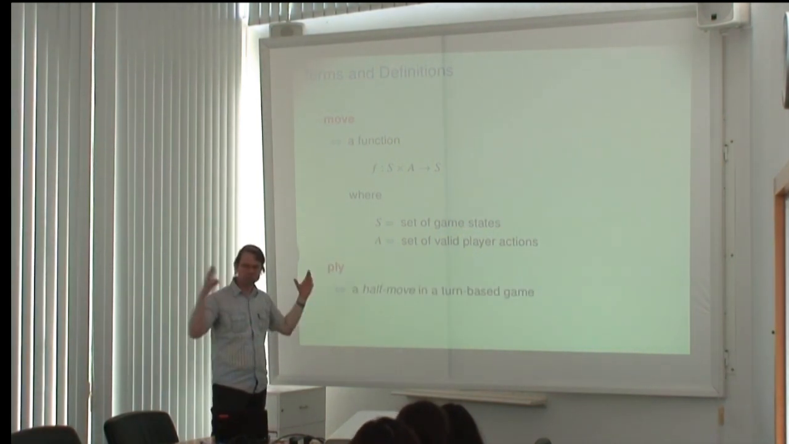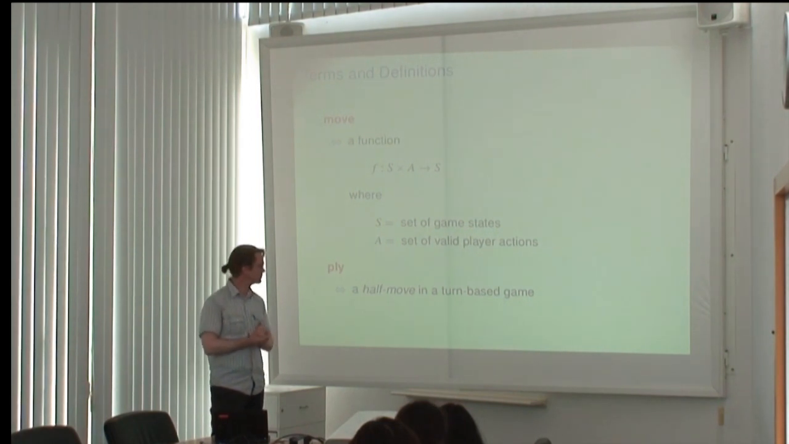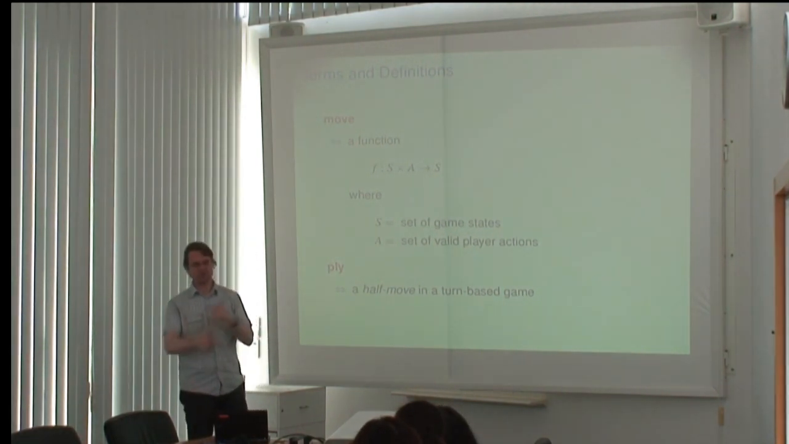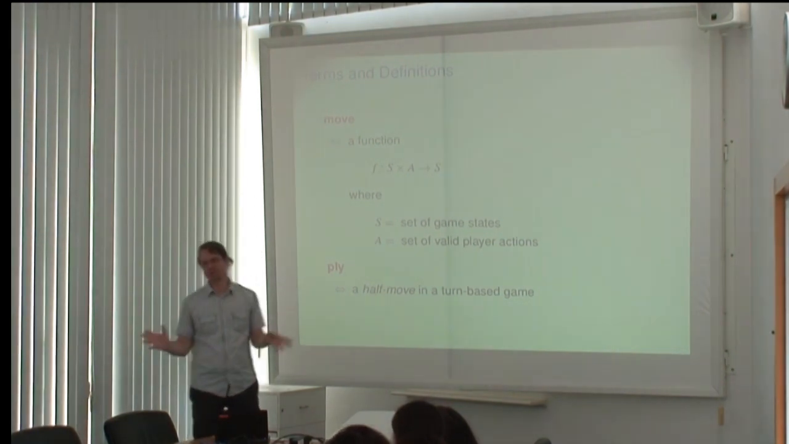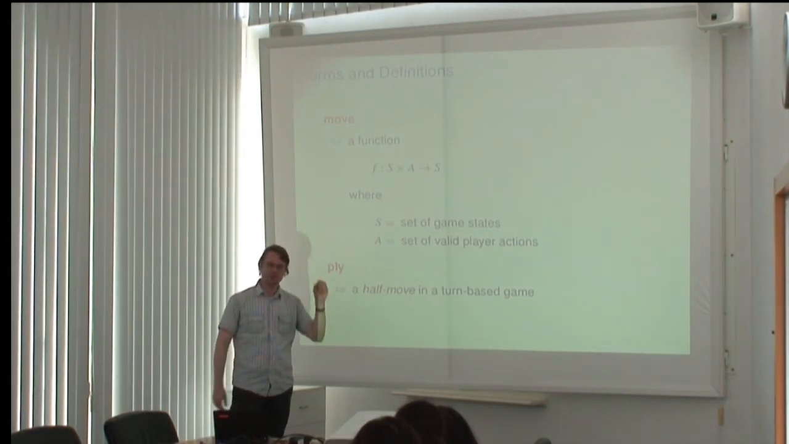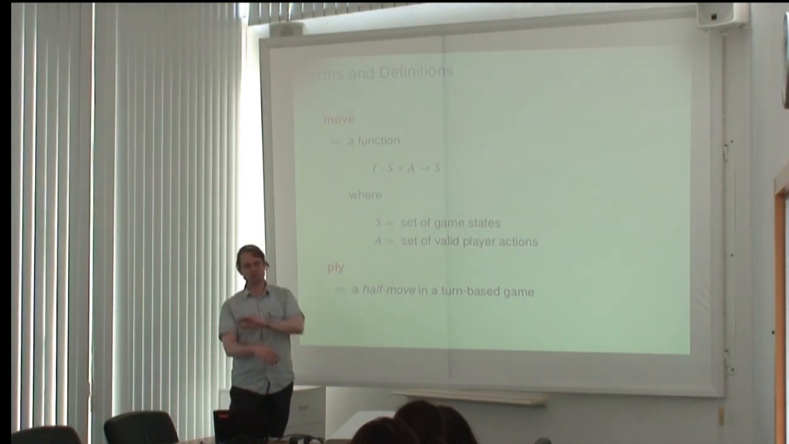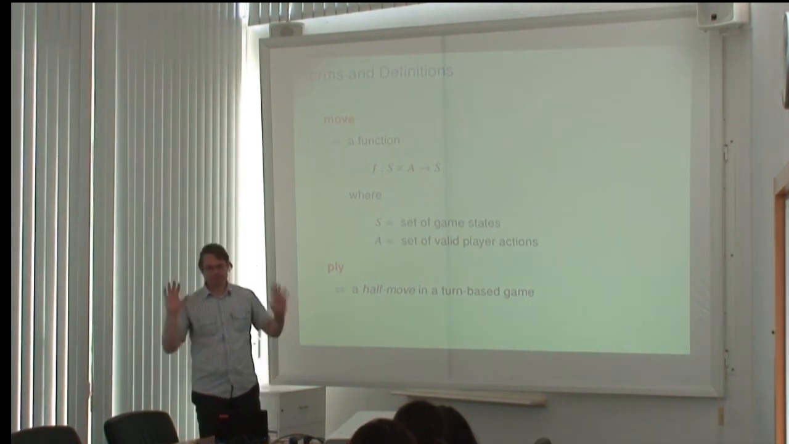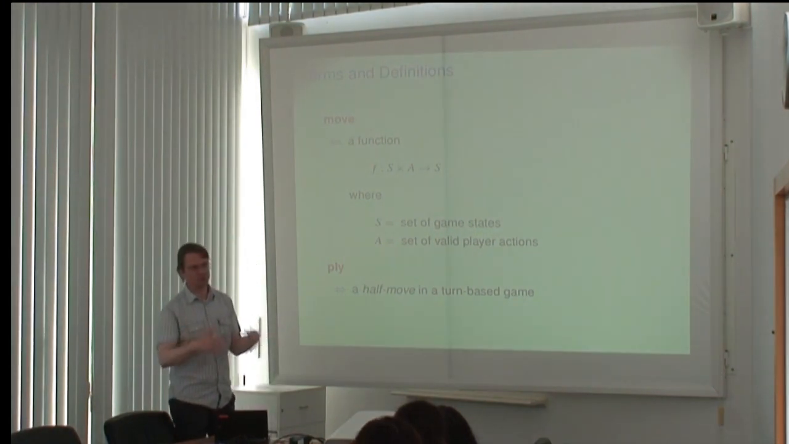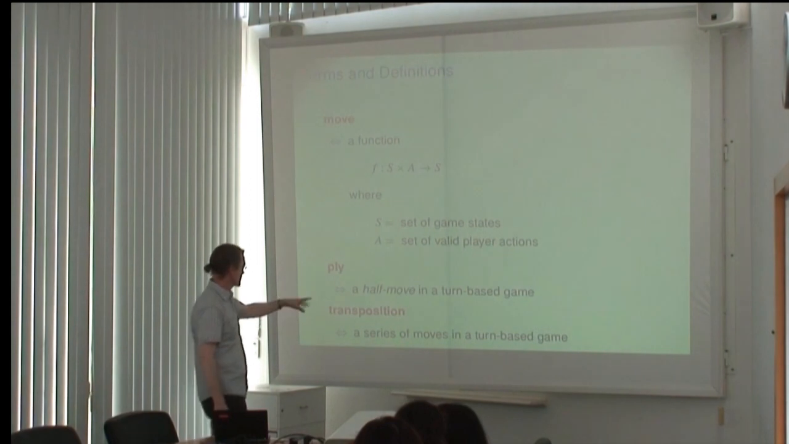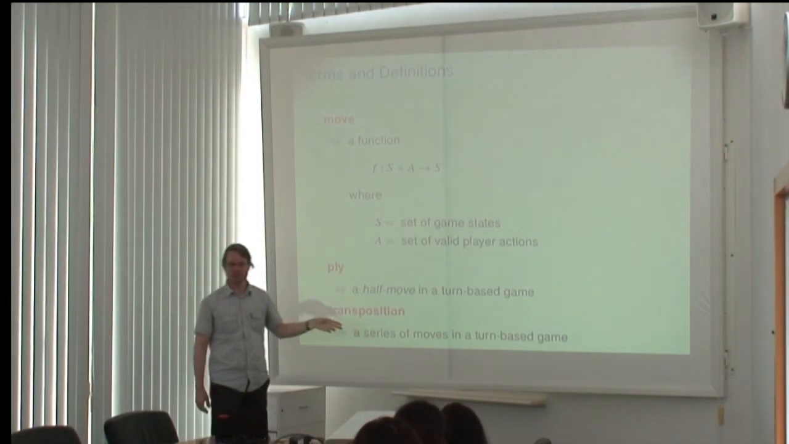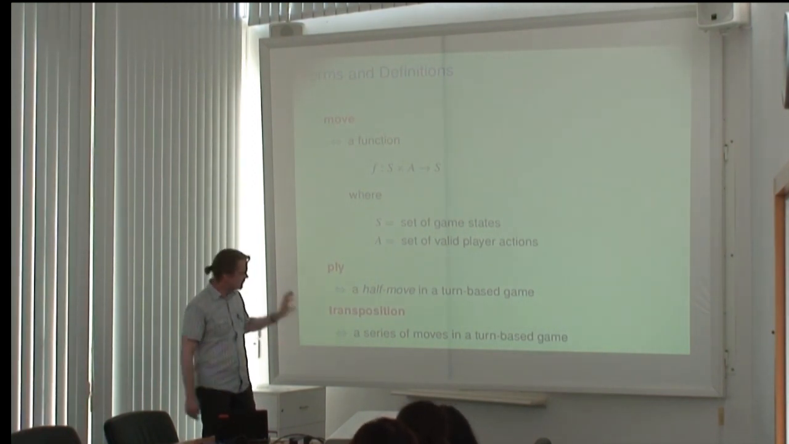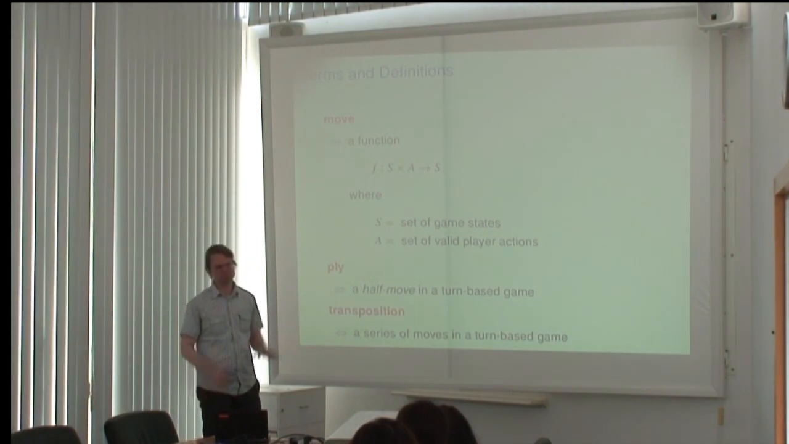In the literature, and I don't know if you're reading AI books on games, you will quite frequently find the notion of a ply. A ply is a half move in a turn-based game. So I'm not going to use that term. In chess, player white moves, that's a ply. Player black moves, it's another ply. Two plies make one move. I'm not using that. To me, every half move is a move. And also a transposition, something else you might read quite frequently in the literature, is understood to be a series of moves. I may use that word from time to time, but I guess not.